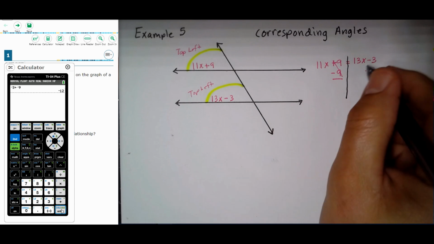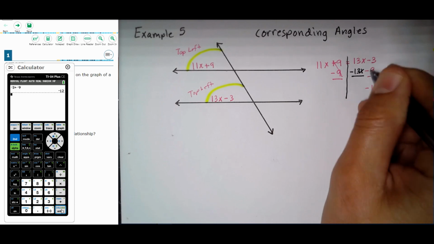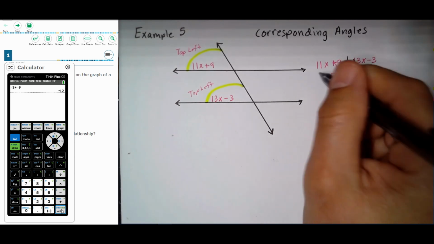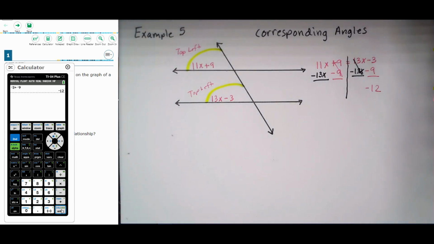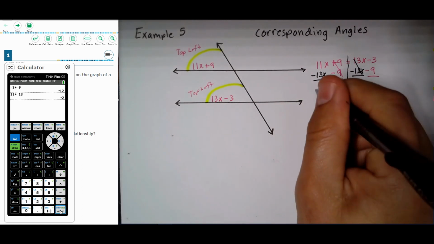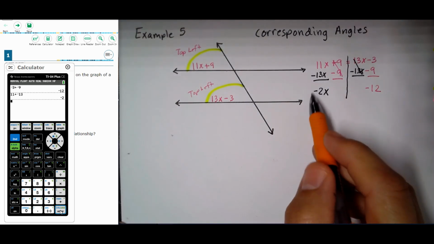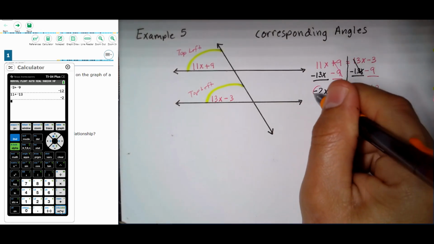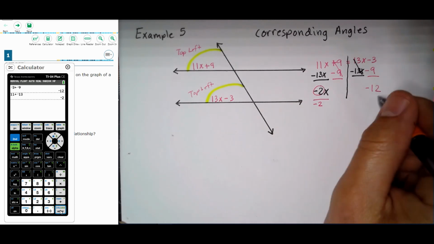Then I'm going to take this variable, 13x, a positive 13x, and subtract it. So we subtract 13x, which zeroes out the variables on the right side of the equation. Then I subtract 13x here, and so we have 11 plus negative 13, which gives me negative 2. So I now have negative 2x. In this case, we cannot have a coefficient other than positive 1 for our final answer, so I want to get rid of this coefficient of negative 2. Therefore I'm going to use inverse operations and divide by negative 2.